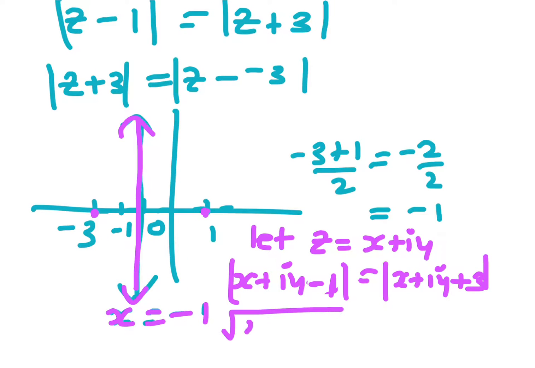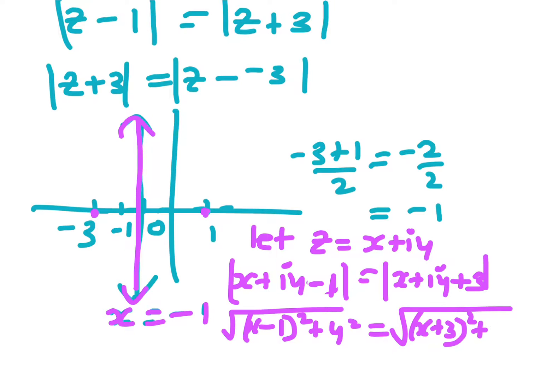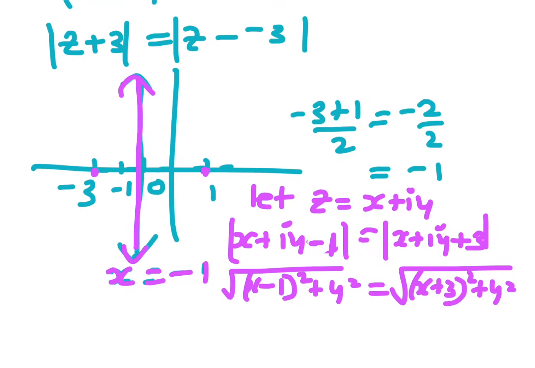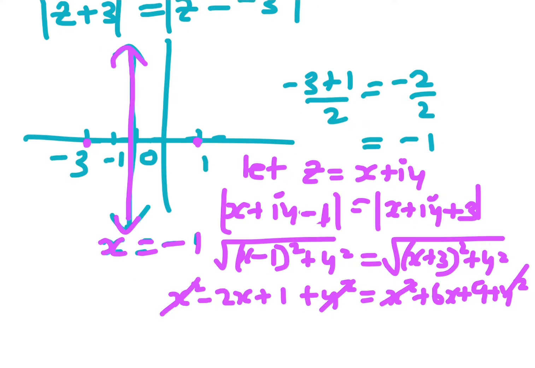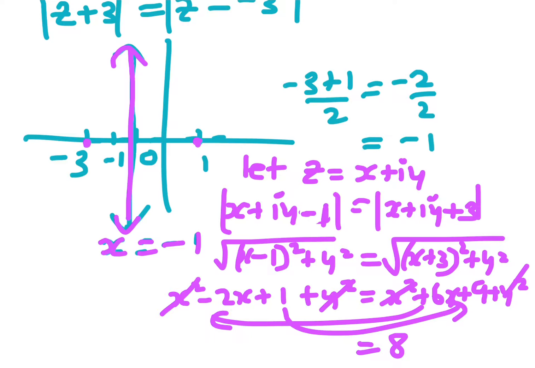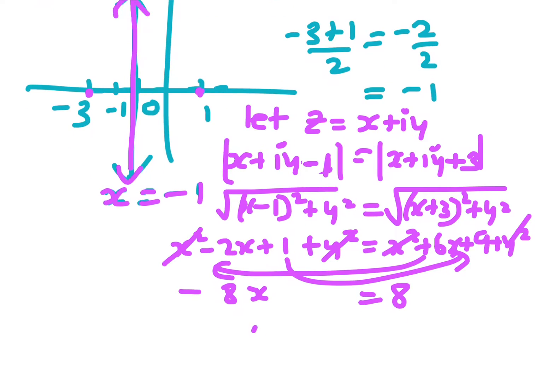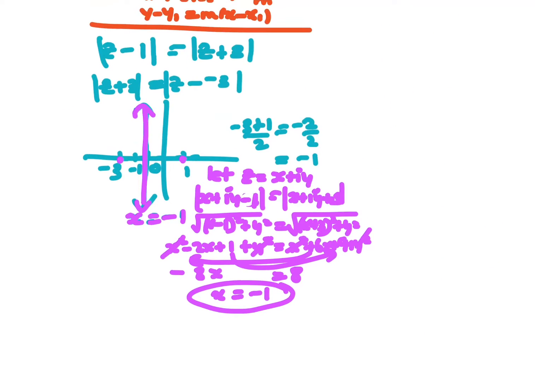So if you use the modulus, that would be the square root of (x minus 1) squared plus y squared equals the square root of (x plus 3) squared plus y squared. And if you square both sides, the square roots go out, and then expand this bracket: x squared minus 2x plus 1 plus y squared is x squared plus 6x plus 9 plus y squared. The y squareds go out, the x squareds go out. If you take 1 away from that, you get 8. If you take 6 away from that, you get minus 8. 8 divided by minus 8 is just minus 1, which is what we require.